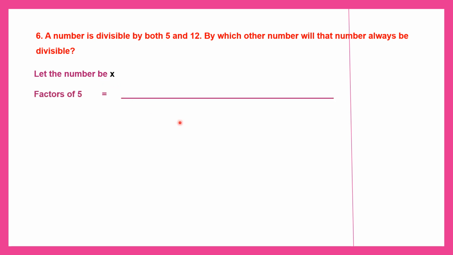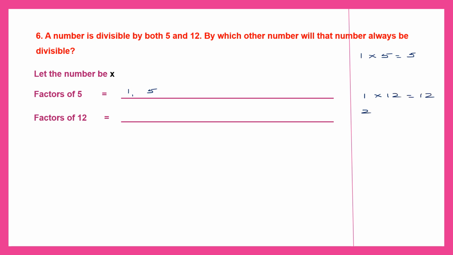Now let's find the factors of 5. Beginning with 1, 5s are 5. That's all. Nothing else would give us 5. So the factors of 5 are 1 and 5. Then let's find the factors of 12. Let's begin with 1. 1 into 12 is 12. Then let's go to 2. 2 sixes are 12. Then let's go to 3. 3 fours are 12. That's it. Nothing else will give us 12. So what are all the factors of 12? 1, 2, 3, 4, 6 and 12.